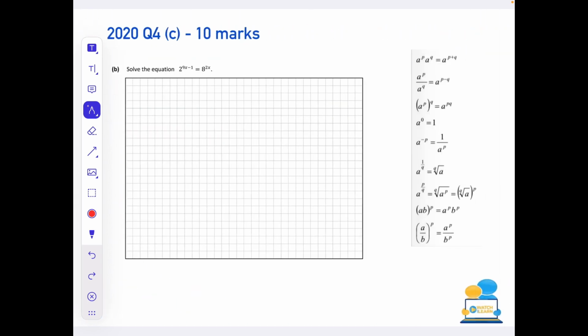Okay, now for exam questions, I'd really encourage you here to pause the video and give this a go, see what you would do with it. This came up in 2020. It was question 4C and it was worth 10 marks. Okay, so quite a generous amount of marks. You'll probably see that this question is a little easier than some of the ones we had been doing. Okay, so pause the video here and give it a go. I have your rules of indices there on the right hand side.